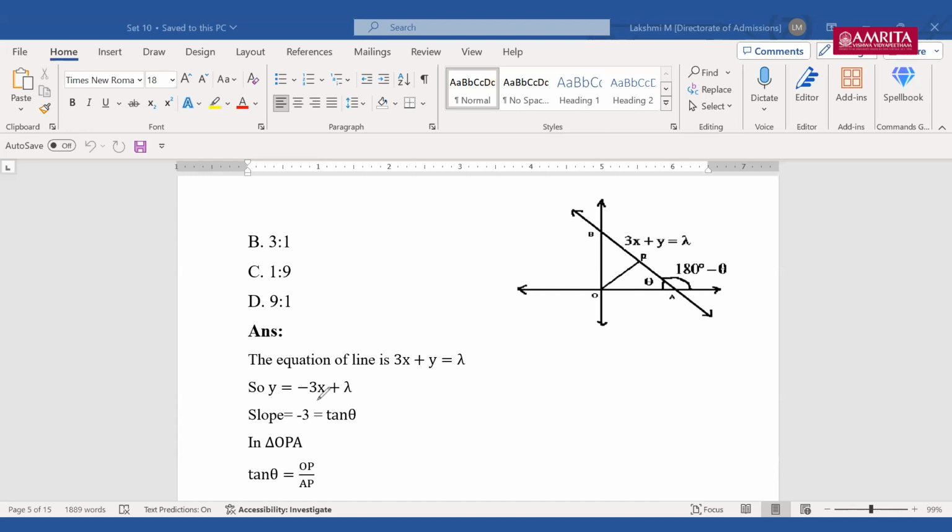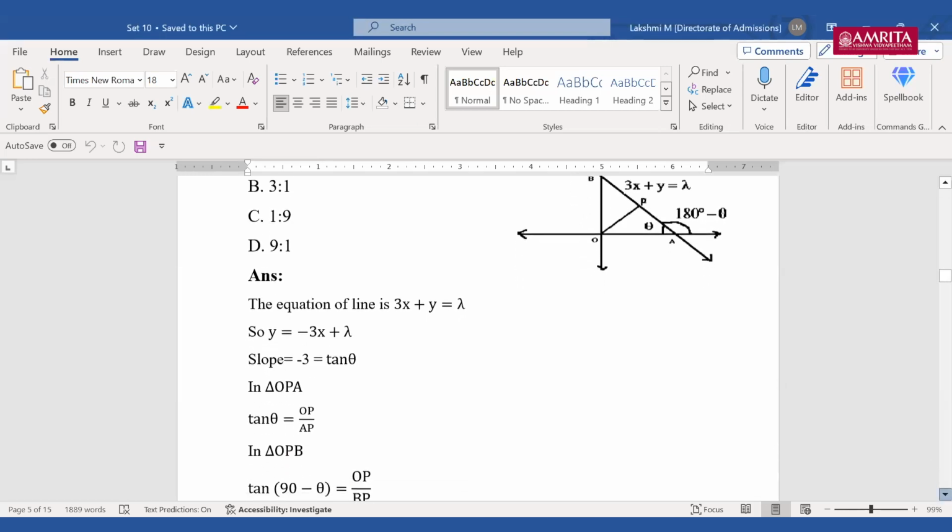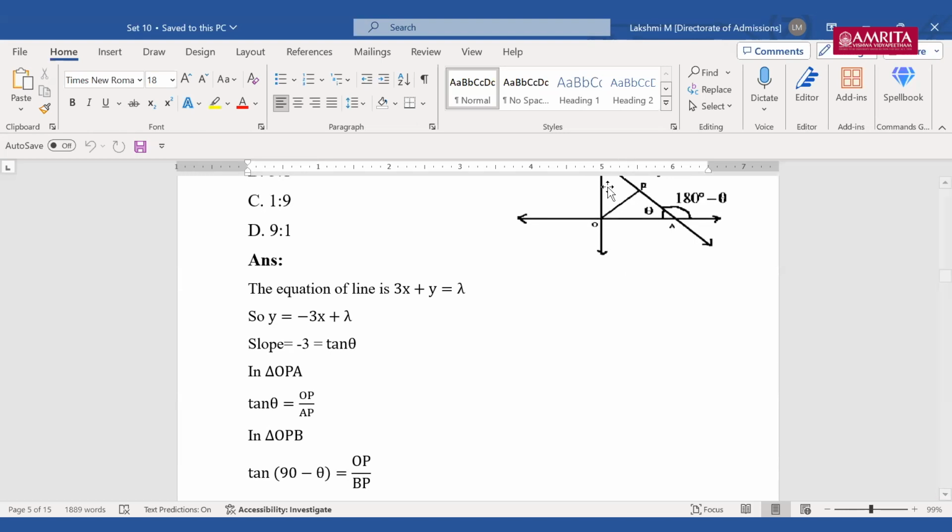So you can find out the slope, the mx plus c form. So slope is equal to -3. And I hope most of you know that the slope is actually tan theta. So if you're taking tan theta from here, it's OP by PA, right? I hope you are with me and you are listening. Okay, so the first part is just simple taking of the tan theta from this triangle.